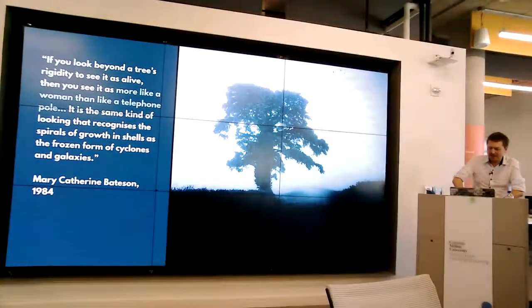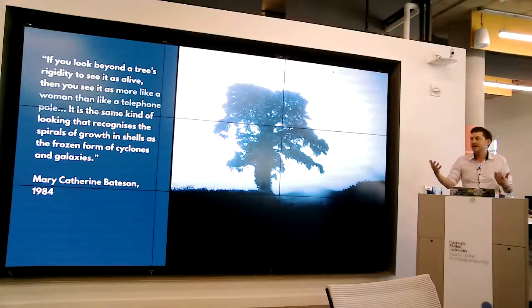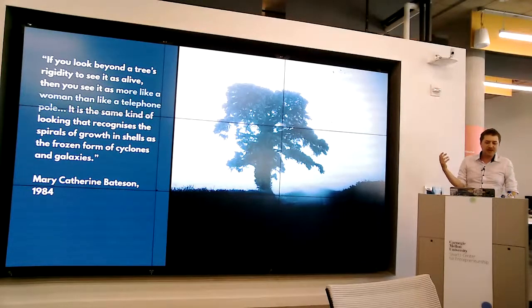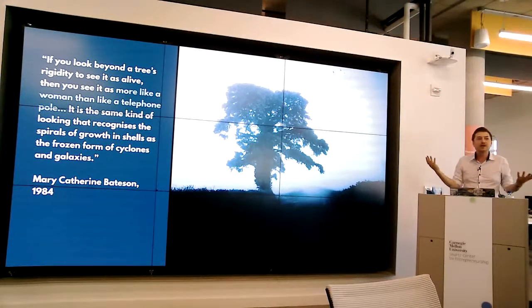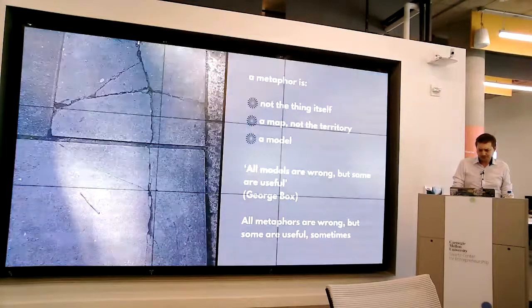Or it could be that it's about noticing patterns at a bigger scale or smaller scale. There's a quote from Mary Catherine Bateson, who's an anthropologist, who said that perhaps it's the same kind of pattern recognition, in a way, that's about seeing the spirals of growth in seashells as being kind of analogous to the form of cyclones or the form of galaxies. That form of multi-scale pattern recognition is often a kind of metaphorical approach.